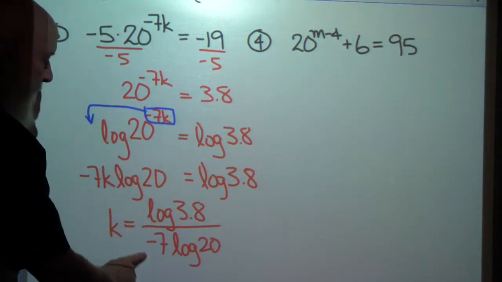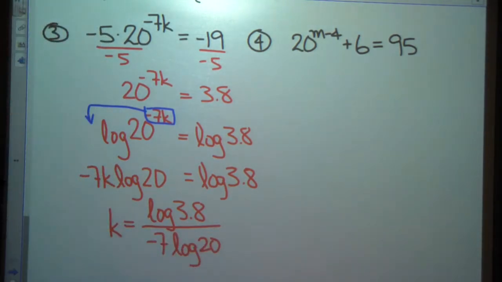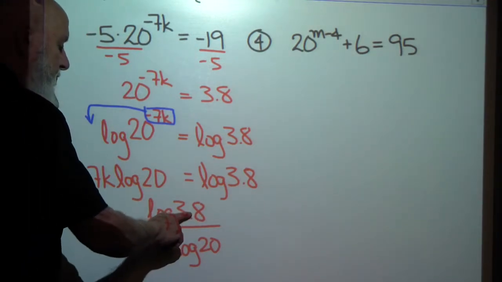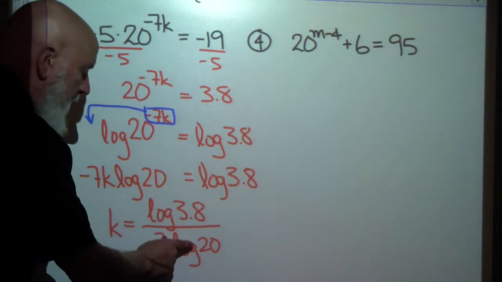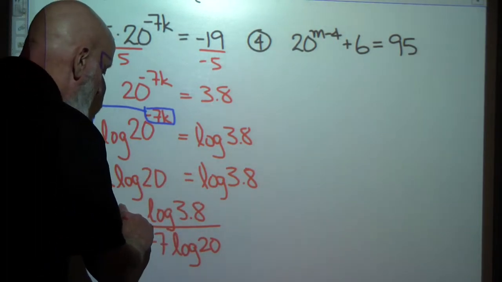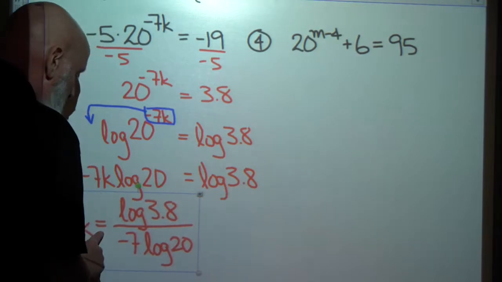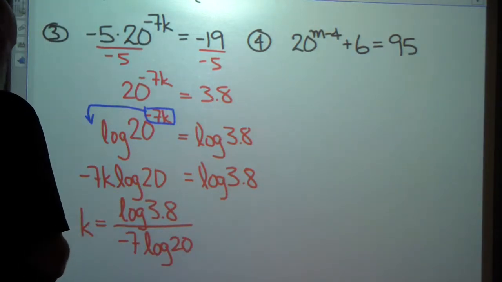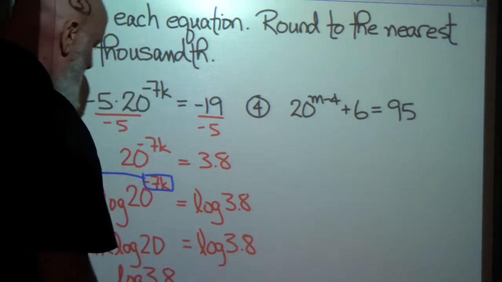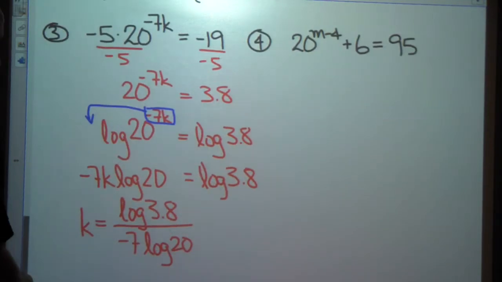And you can put that in parentheses if you want to when you're using your calculator, or you can go log 3.8 divided by -7 divided by log 20. However you want to do it, or you can use the fraction button, just make sure you divide by -7 log 20. And then round to whatever it says to round to. What are we asked to round to? The nearest 10,000th. That's the 4th decimal place.